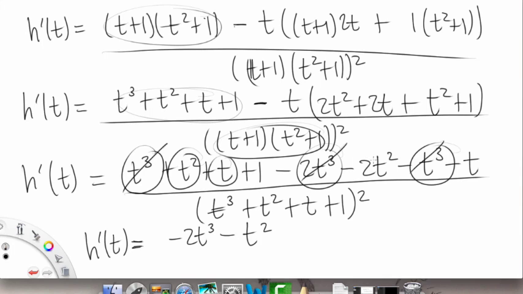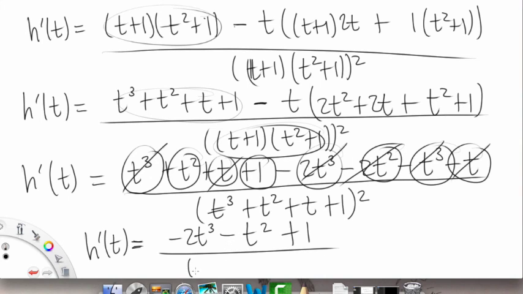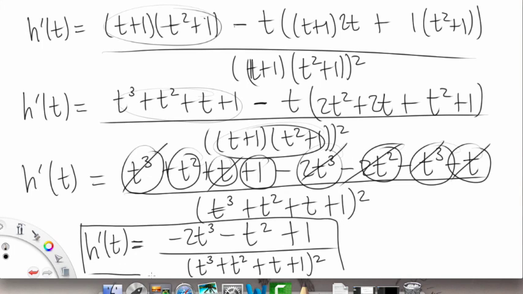As far as the t's go, so we finished with those, sorry. So as far as the t's, we have a positive t and a negative t, so those ones go away completely. And then we have this plus 1 left. And on the bottom, all we need is that t cubed plus t squared plus t plus 1 squared. Okay, so I lied. We didn't need any extra slides. This is actually our final answer, okay? And you're always welcome to simplify that bottom there by foiling that out however many times you need to. But anyways, I think that this is an acceptable answer.